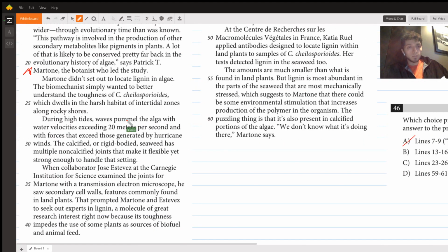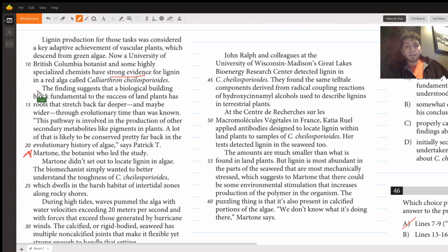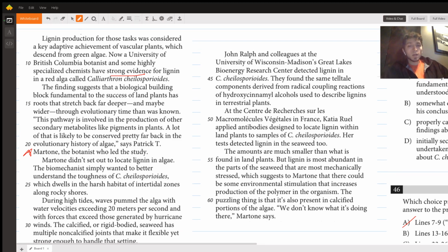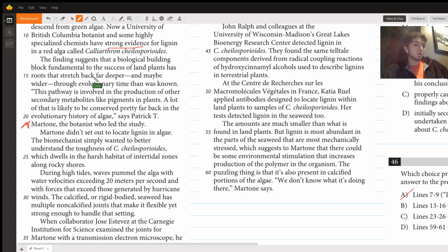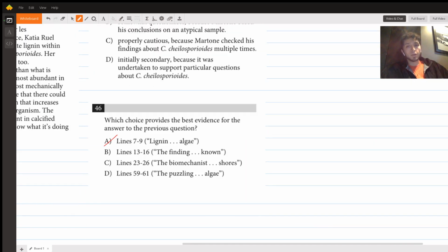13 to 16 says, the findings suggest that a biological building block fundamental to the success of land plants, lignin, has roots that stretch out far deeper and maybe wider into evolutionary time than was known. This is like the one before it. Nothing about Martone, nothing about his research interests. It comes after this text here, but before the first mention of him. So I feel pretty strongly we can eliminate this option as well.